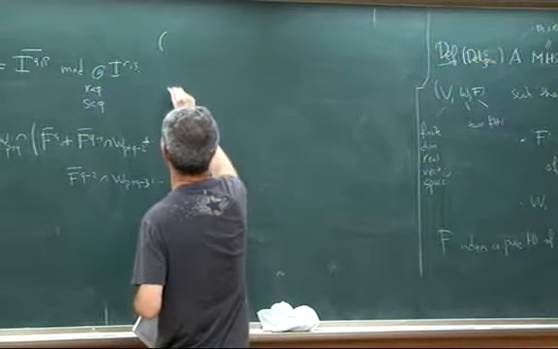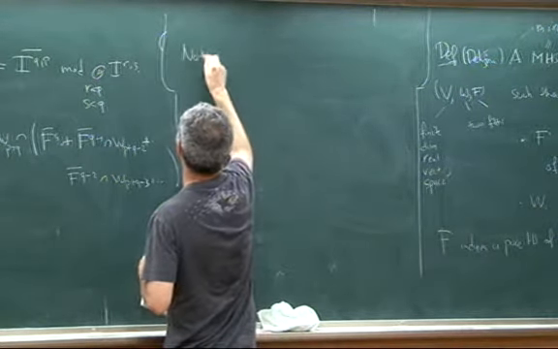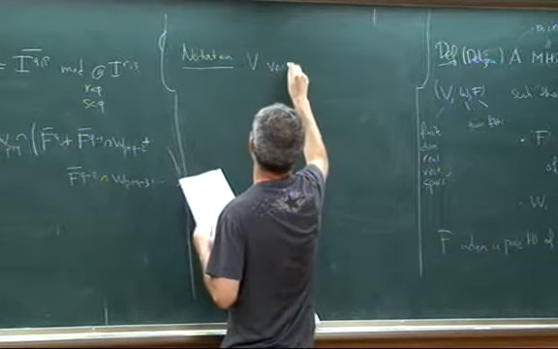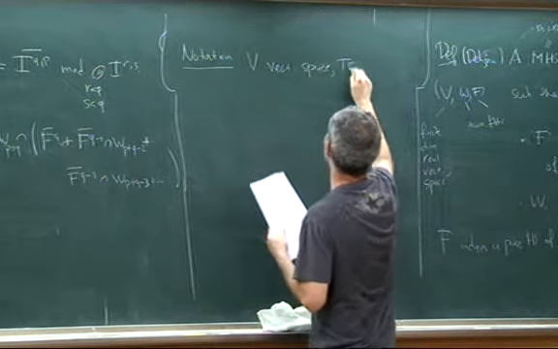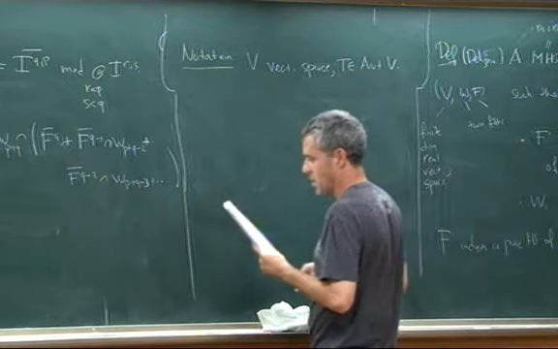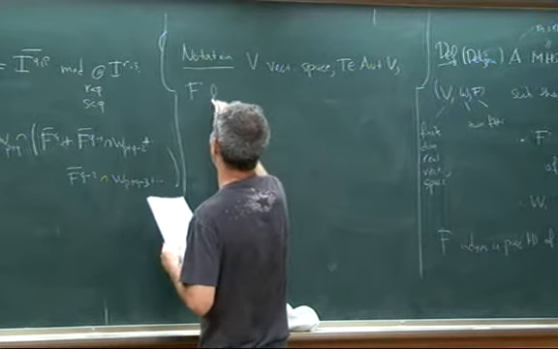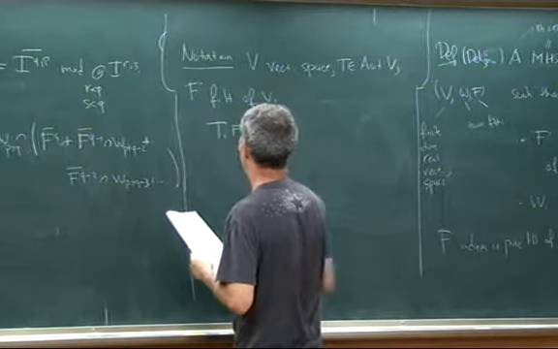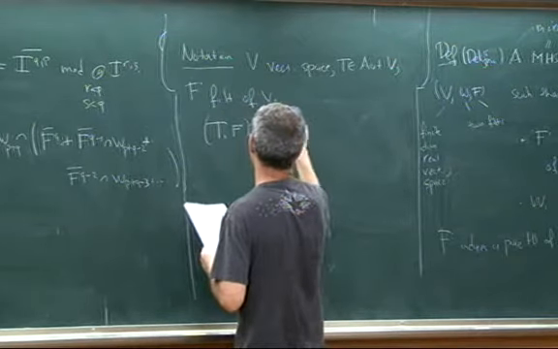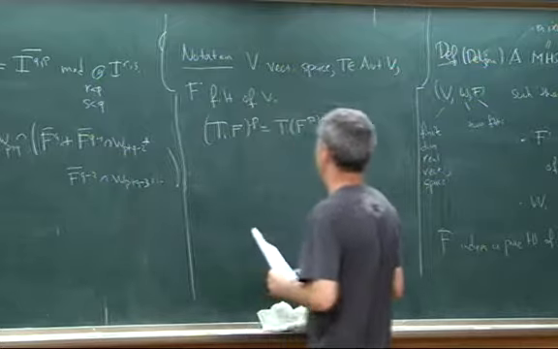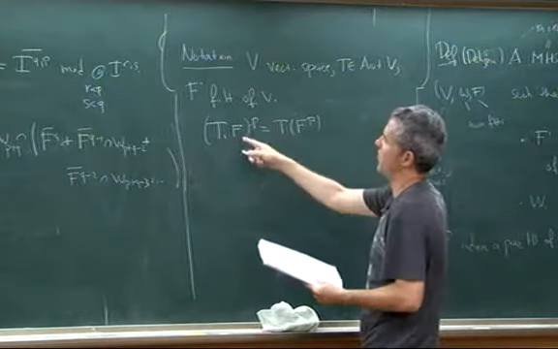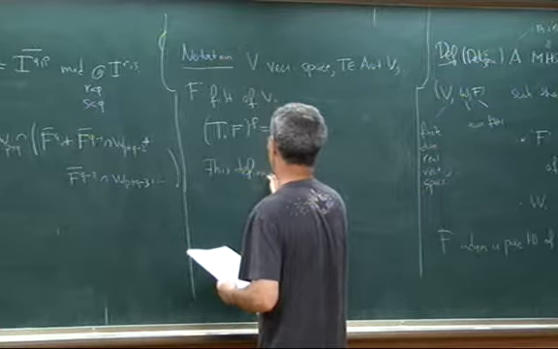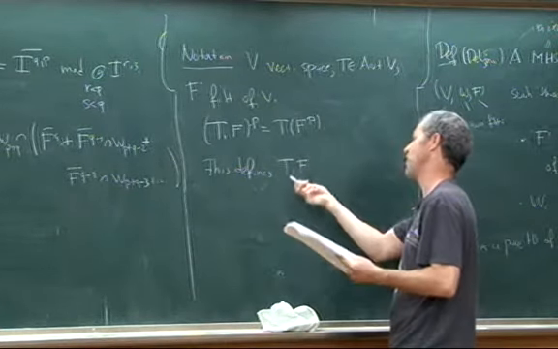Okay, so maybe let's say some notation. Suppose V is a vector space and T is an automorphism, and suppose F is a filtration. Then I'll write T dot F for the filtration, where T dot F of P is just equal to T of F sub P. So T dot F is the name for the filtration that you get from acting on F by T.